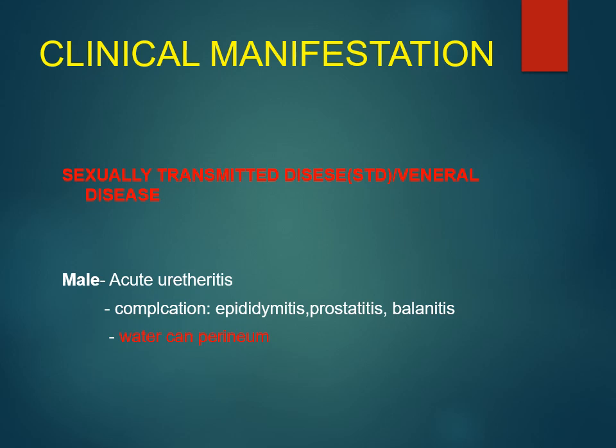Then there is another condition that is known as the watering can perineum. So what happens in the watering can perineum? From the urethra the infection may spread to the periurethral tissue, and that can lead to the formation of abscess, and finally a sinus formation takes place. So that is known as the watering can.